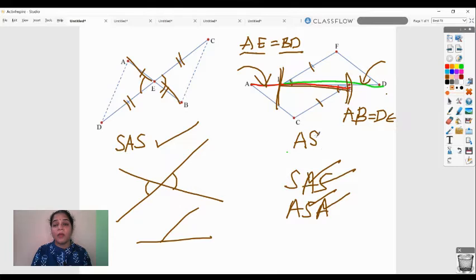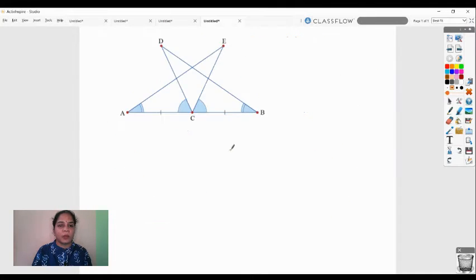That means from this hint that they have given us, we can say one more side is equal. That being said, we could not find any angle equality, but we could find a side. So we can say it is a SAS postulate. We'll go to the next one.